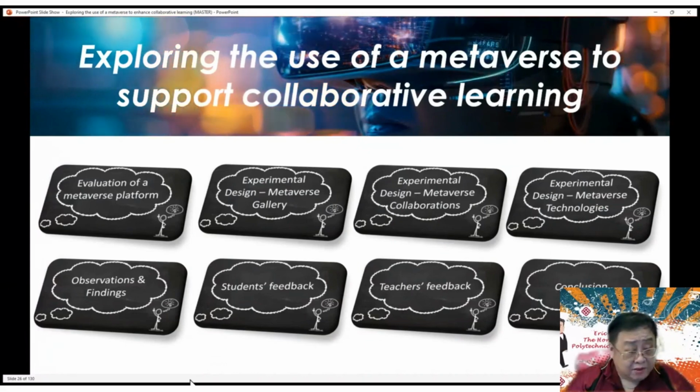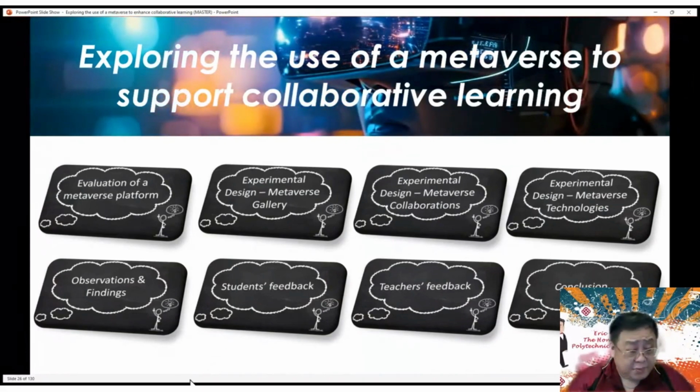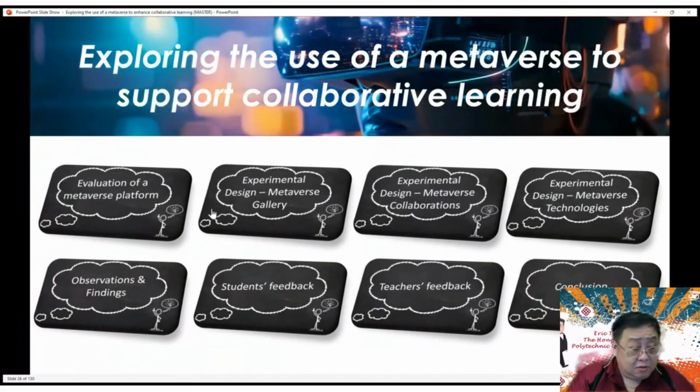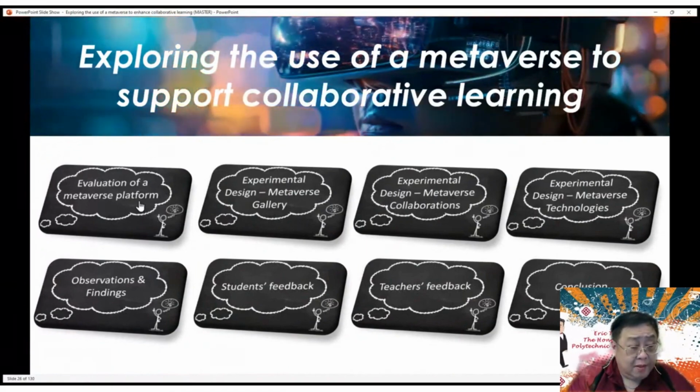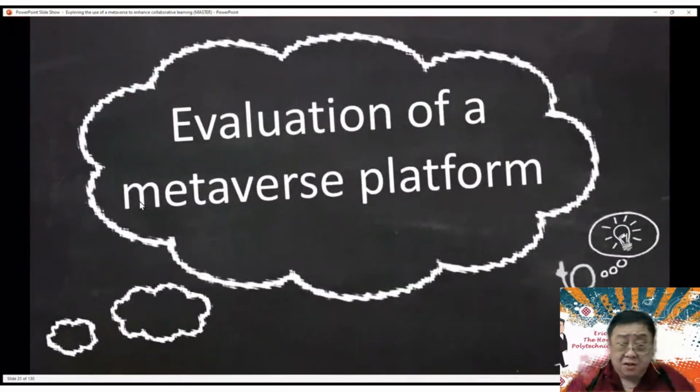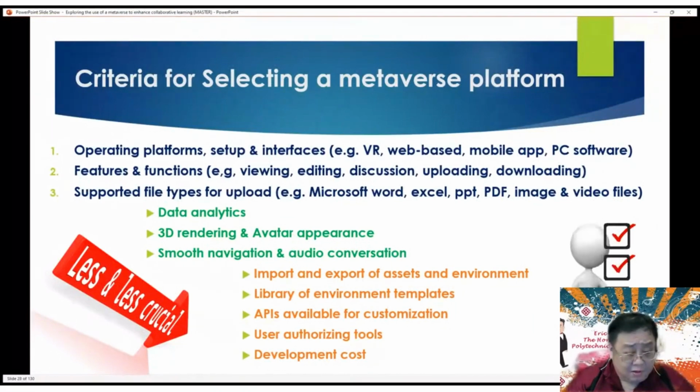So I won't have time to talk about all this, but I can spend time on a number of these so that you can get a deeper understanding. Firstly, the first part of this project is to select a metaverse platform. Now, that's not an easy task. We did some preliminary research within our team, and we came to identify, for the three research questions that we would like to explore, the requirements that the environments we set up need to meet.